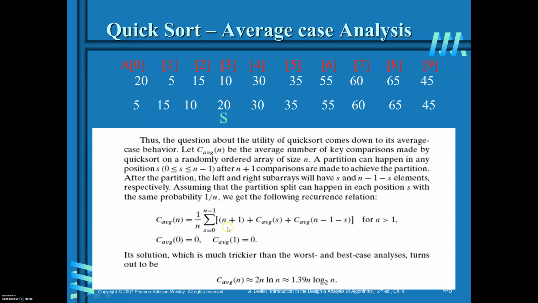Now here there are 10 elements. So split can happen anywhere from 0 to 10, now with equal probability 1 by n. In order to find the partitioning position, n plus 1 comparisons are made. Then you will be getting two subarrays with s elements. Look at here, in the first subarray, split happened at this index, that is 3. Now the first subarray contains 3 elements and the second 6 elements.